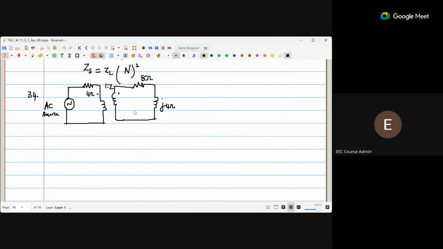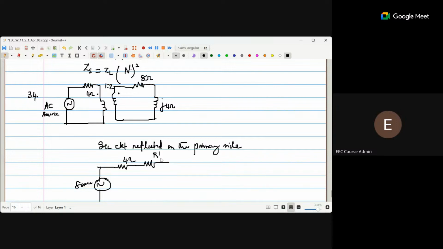So here in the secondary side, what we have is a resistor of 8 ohm and a reactance of 4 ohm. If that is reflected on the primary side, the secondary circuit reflected on the primary side will be: you have already this 4 ohm, then this source, and say this will be some R dash and X dash.